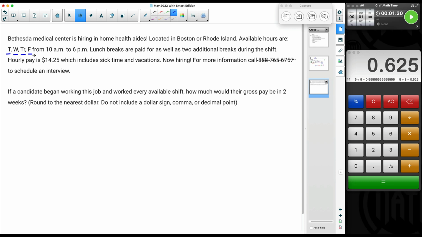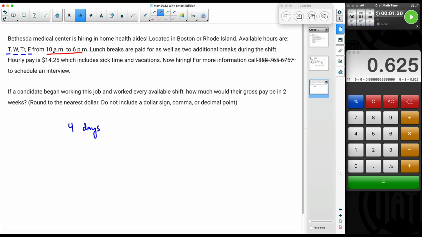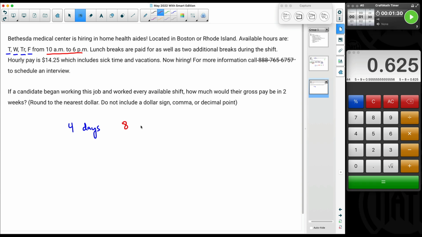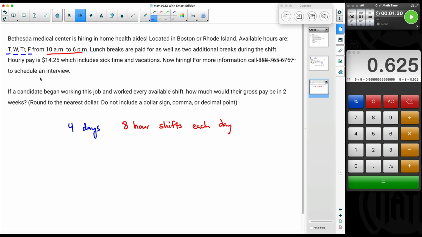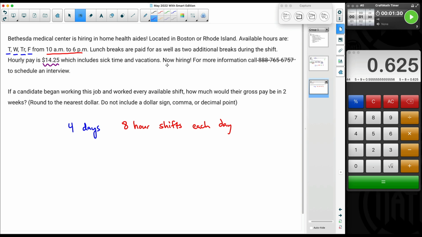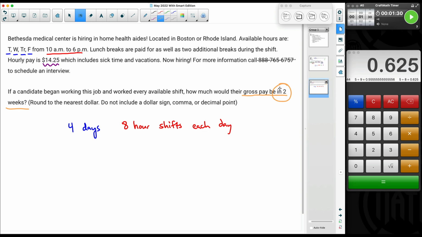So there's 4 days a week and from 10 a.m. to 6 p.m. So let's look at that. 4 days, and each of those 4 days from 10 a.m. to 6 p.m. there's 8-hour shifts. Now the hourly rate is going to be $14.25. And be careful, we want to figure out the gross pay in 2 weeks, not 1 week, but 2 weeks. So this is really just a long multiplication problem, in all honesty.